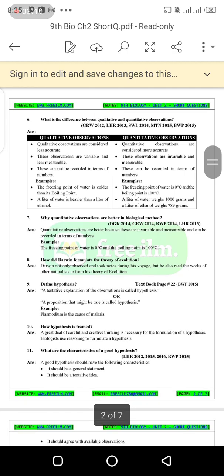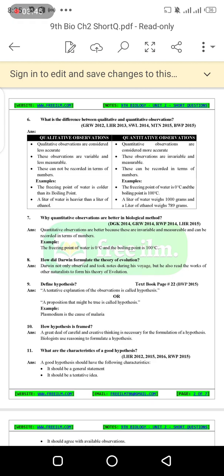Why are quantitative observations better in the biological method? Quantitative observations are better because these are invariable and measurable and can be recorded in terms of number. For example, the freezing point of water is 0 degrees Celsius and the boiling point is 100 degrees Celsius.